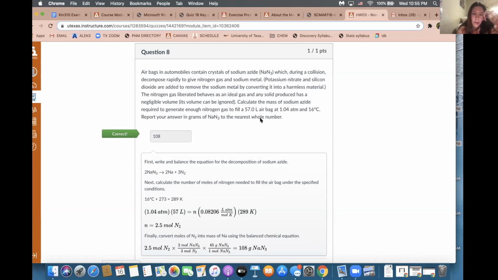Not the sodium. To generate enough. So at least you have NaN3 and N2, those two you can focus your mind on. So I know I'm going to be working with the NaN3 and then with N2. You can put that aside, but now, what was it? You have to get what? The number of moles, right?